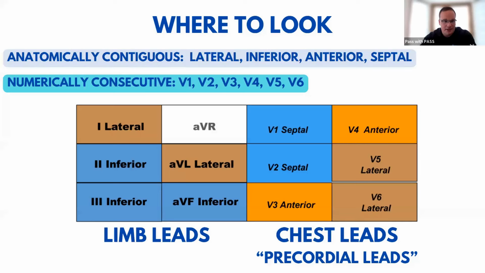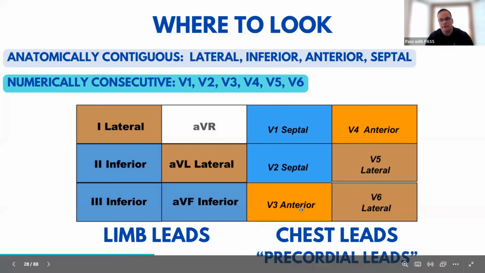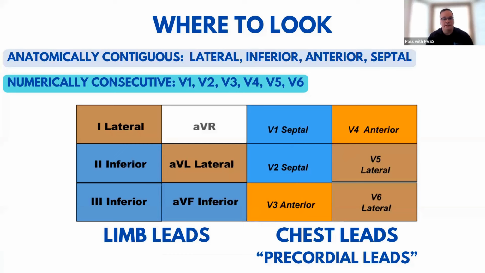So in this picture here, in the brown boxes, my lateral leads, 1, AVL, V5, V6, those are anatomically contiguous. Those leads all look at the same portion or the cardiac region of the left ventricle. My inferior leads, 2, 3, and AVF, those are anatomically contiguous to one another. They all look at the inferior portion. V1, V2, my septal leads, those are anatomically contiguous. They both look at the septal wall. And V3, V4, those are anatomically contiguous. They look at the anterior wall. So anatomically contiguous, that just means that the leads belong to the same family. They're looking at the same exact thing.